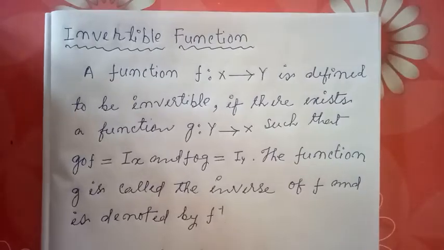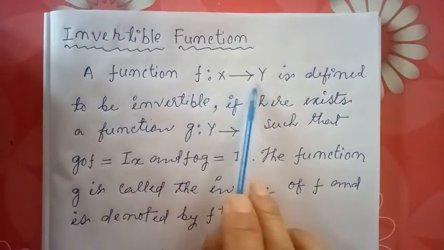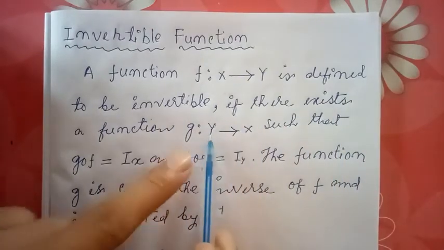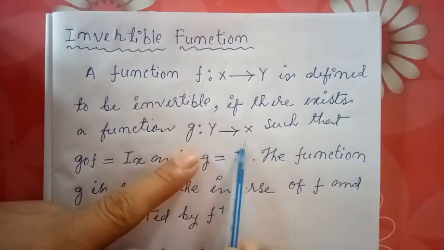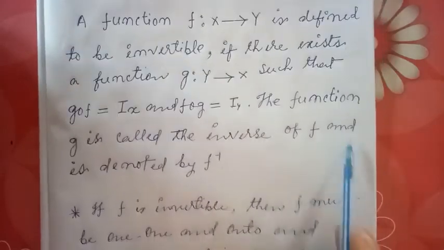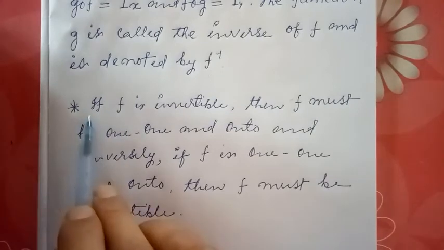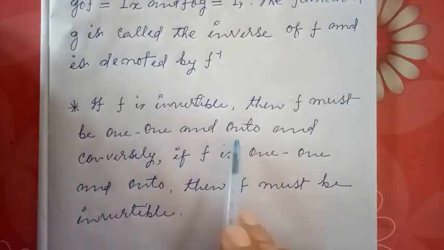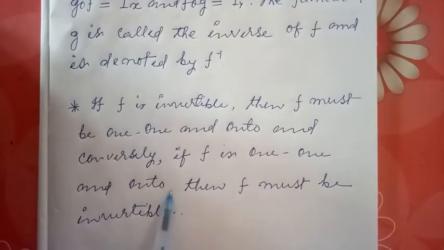So once again, see the definition. A function f from X to Y is defined to be invertible if there exists a function from Y to X. This simply changes it. Then the function is called the inverse of f and is denoted by this, and the condition is this: if f is invertible, then f must be one-one and onto, and conversely, invertibility is only possible if f is one-one and onto; then f must be invertible.